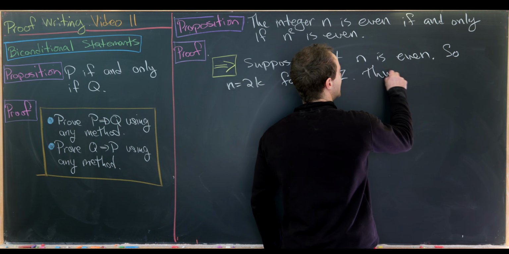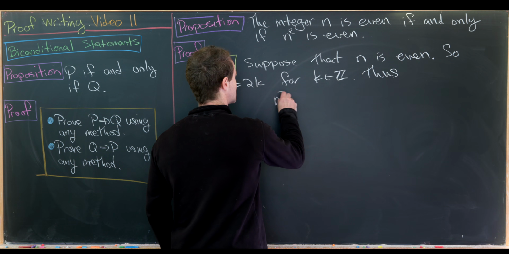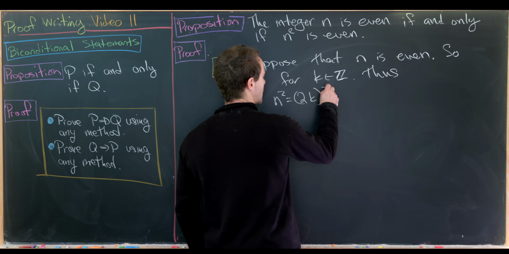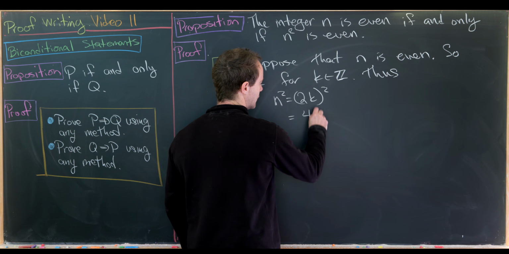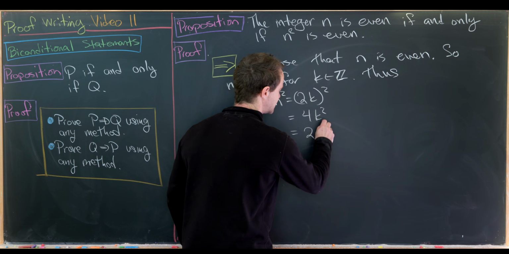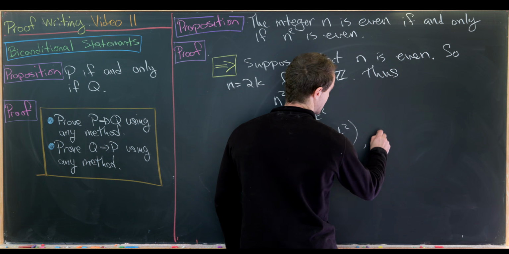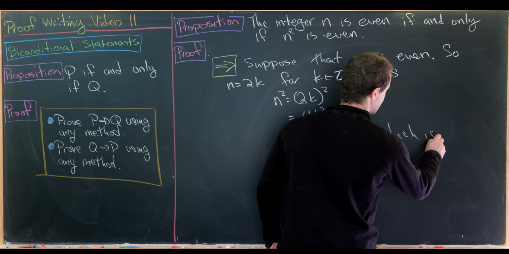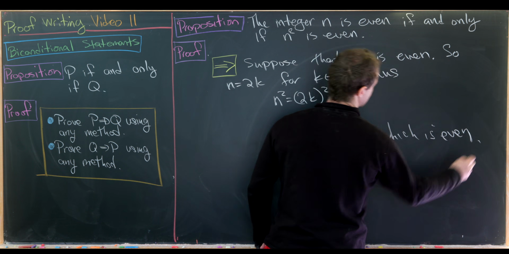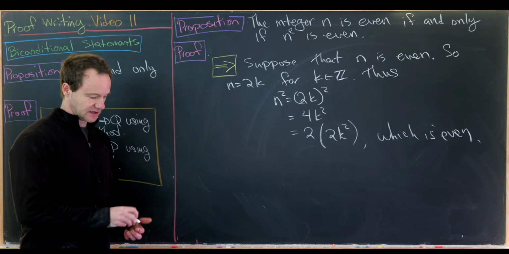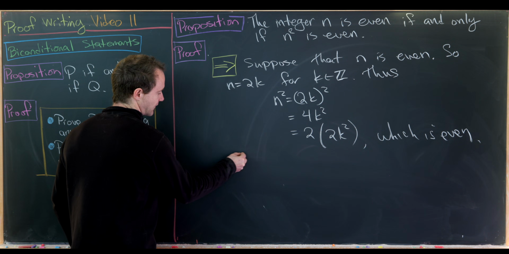But now, thus, n squared is equal to 2 times k quantity squared, which is the same thing as 4 times k squared, which is the same thing as 2 times the quantity 2k squared, which is even. And there we've done it. If n is even, then n squared is even. So now let's do the reverse direction.